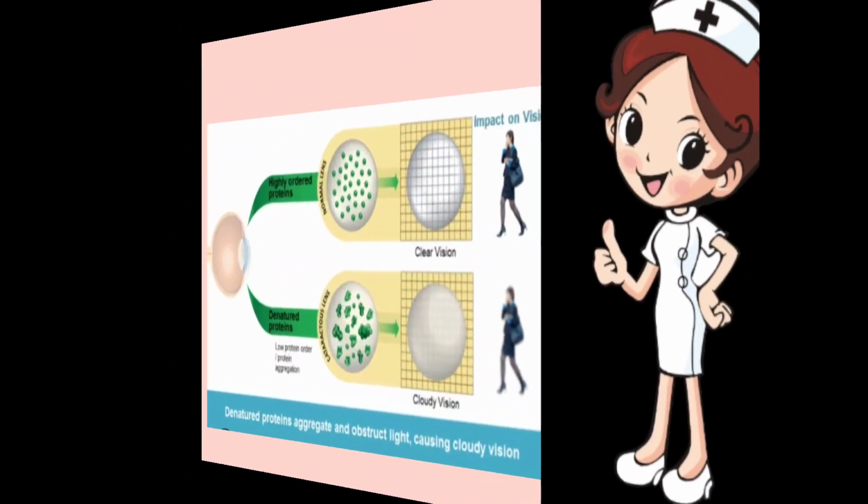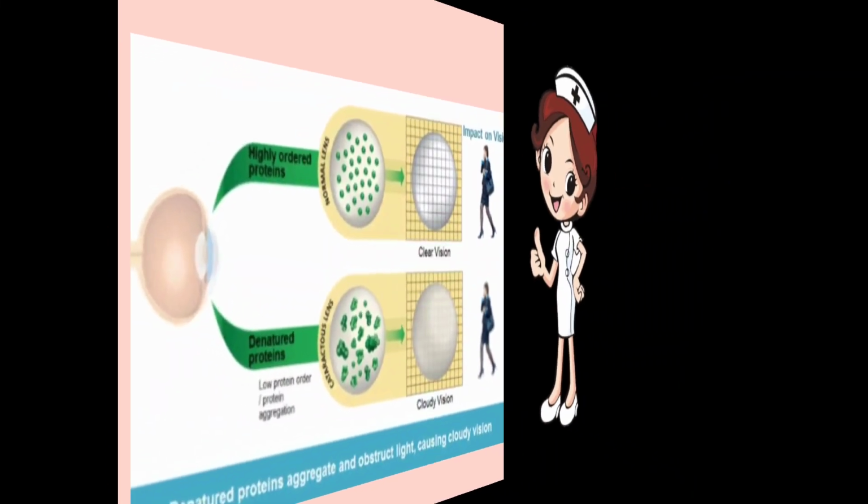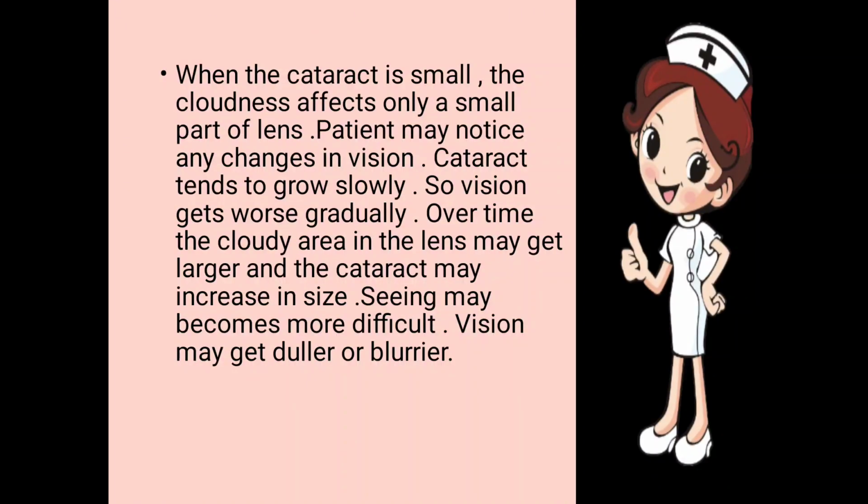The cloudiness is enough that it will not form a sharp image on the retina. In this way, we will not receive the clear image and the image becomes cloudy. We are able to see everything, but it's not clear in case of cataract. When the cataract is small, the cloudiness affects only a small part of the lens. The patient may notice changes in the vision. Sometimes the patient may notice and sometimes the patient may not notice.